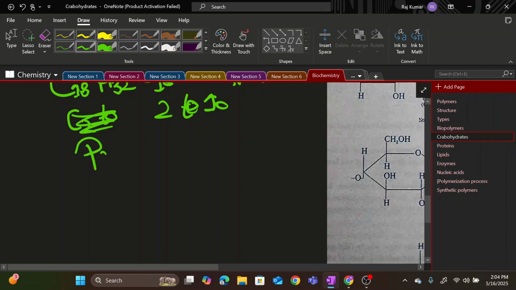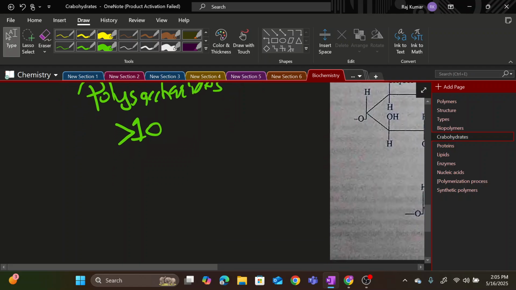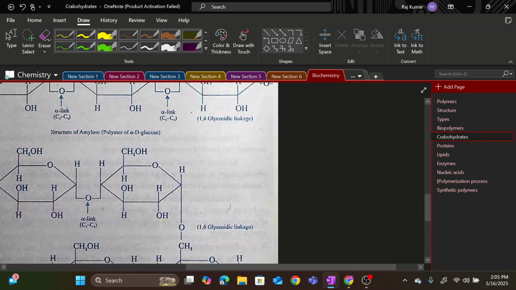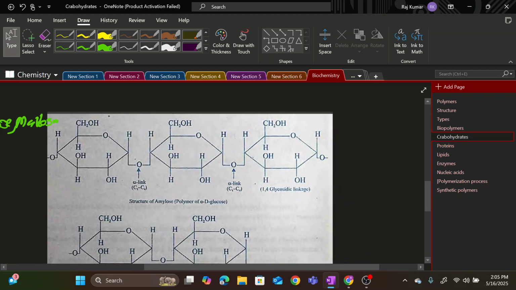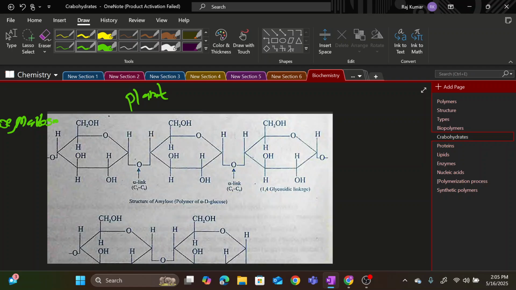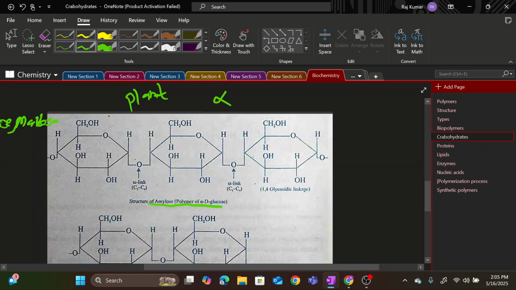Now, polysaccharides are those which are having more than 10 monosaccharide units. There are three main examples of these. Number one is starch. Starch is found as a storage reservoir in plants. It is not found in pure form. It is actually found in the form of a mixture of two different types of starch, number one amylose, unbranched starch, all of these being polymers of alpha D glucose.